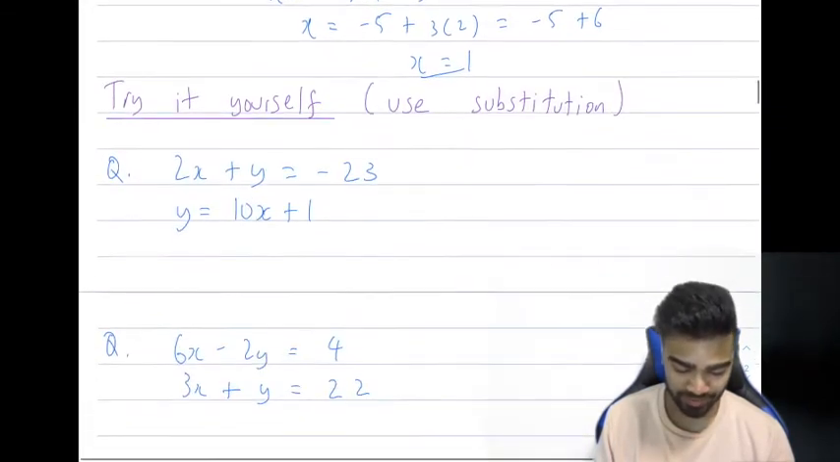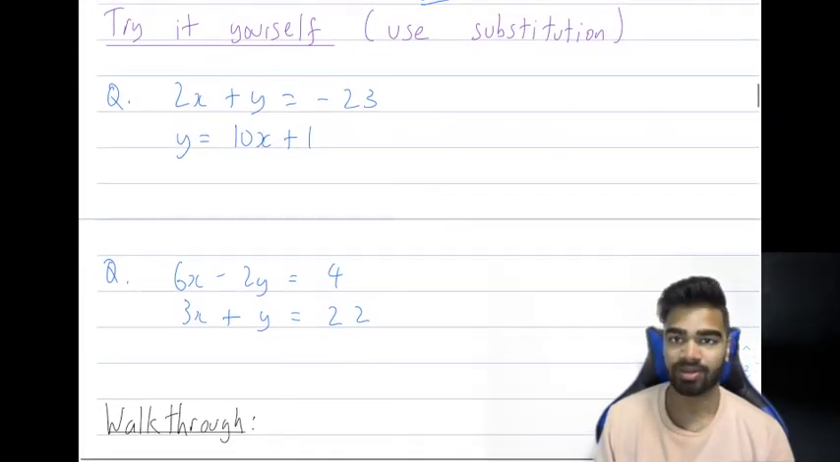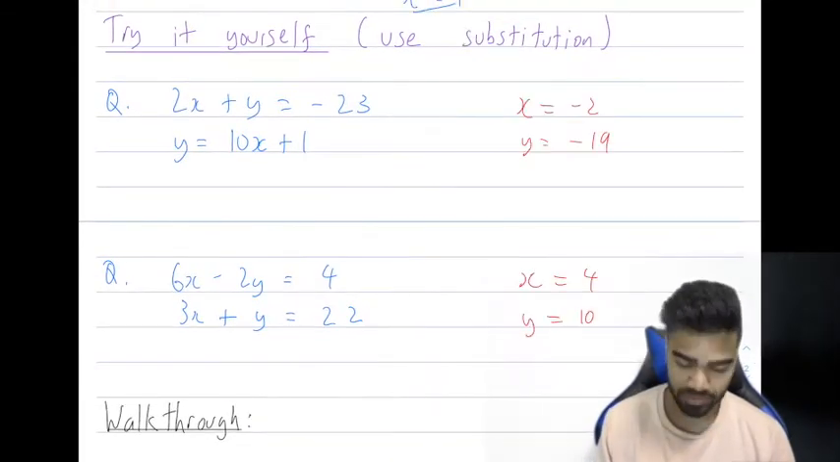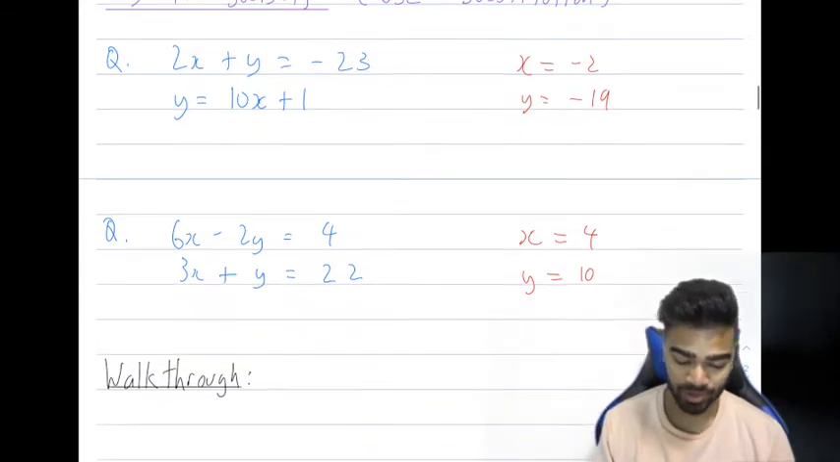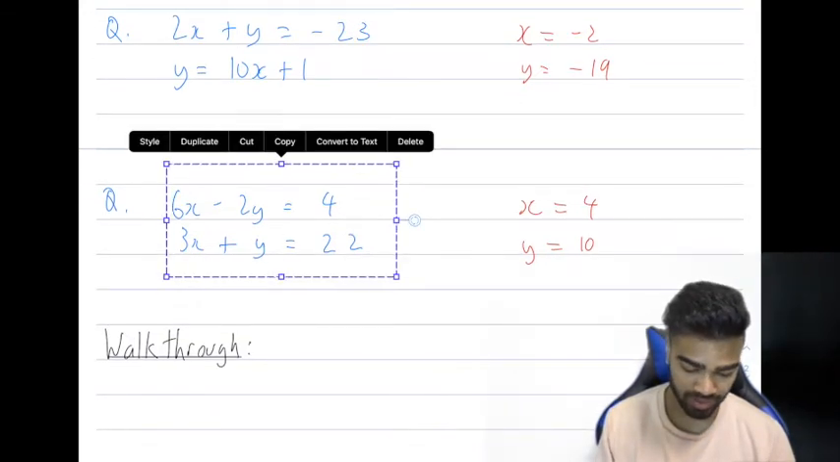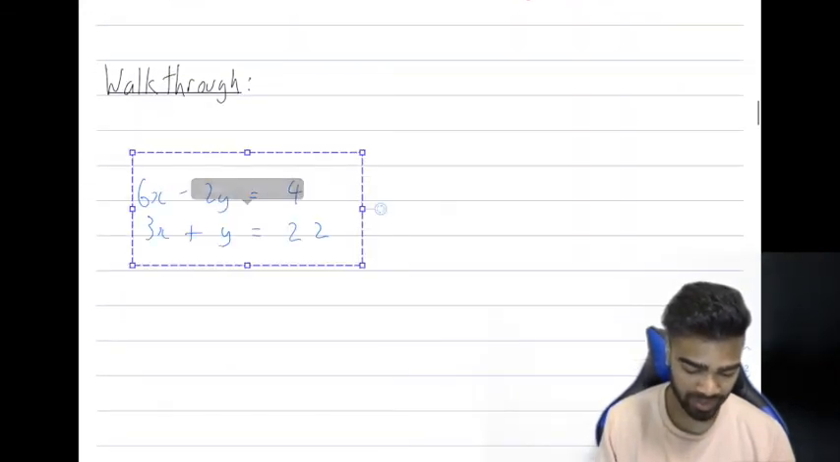Hope you understand. Why don't you guys have a go yourself? So pause the video and have a go. Okay, hope you guys got the answer correct. These are the answers, so make sure you got them correct. I will go through the bottom one. I will go through this one because I find it's a little bit different.